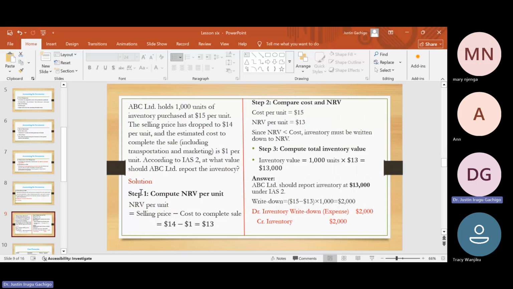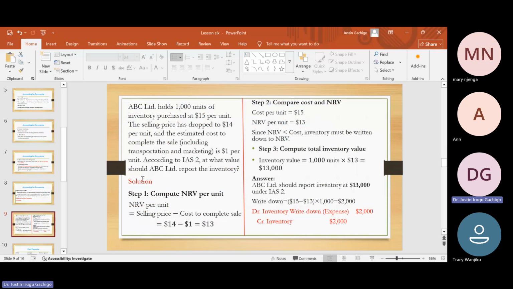Now we have an example here. ABC Limited holds 1,000 units of inventory purchased at $15 per unit. The selling price has dropped to $14 per unit, and the estimated cost to complete the sale, including transport and marketing, is $1 per unit. According to IAS 2, at what value should ABC Limited report the inventory? We have said that the inventory is reported at the lower of cost and net realizable value.